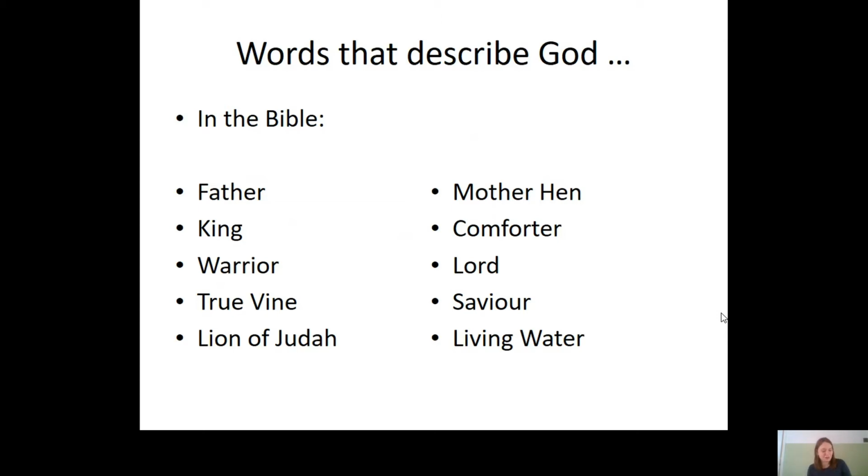So they are words like Father, King, Warrior. The true vine is one word. Lion of Judah, Mother hen. I think I've mentioned that before, that although we often refer to God as a he, Christians don't believe God is a man. And although God is often given kind of male language, there is female language in there as well. Comforter, Lord, Saviour, living water. So all of those are kind of names for God or ways that God is described in the Bible.